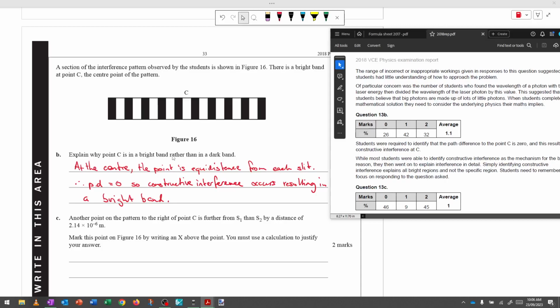Why is point C a bright band and not a dark band? Because at point C, you're in the center, the path difference is 0, and constructive interference occurs when the path difference is 0. That's all you got to say.